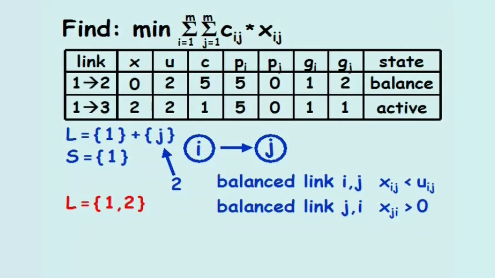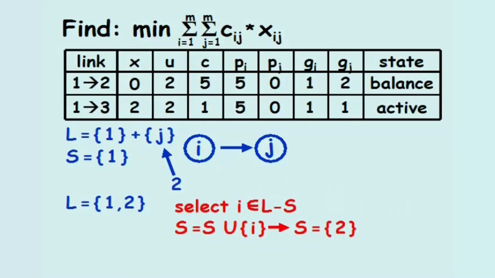Next, we select a node I contained in set L, but not in set S. Selecting I as 2, and the direction vector set S now includes nodes 1 and 2.